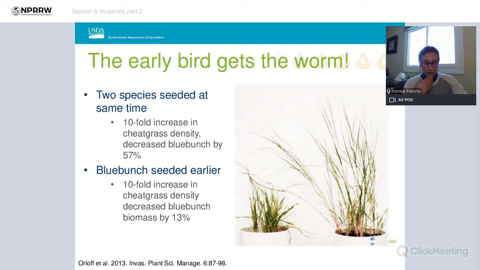So some of the implications of this work would be that the order of emergence for desired perennials versus exotic annuals is important when you're planning a revegetation project. And that as a manager, we can modify the standard timing of revegetation practices in order to make sure that our perennial species receive a sufficient head start on growth.